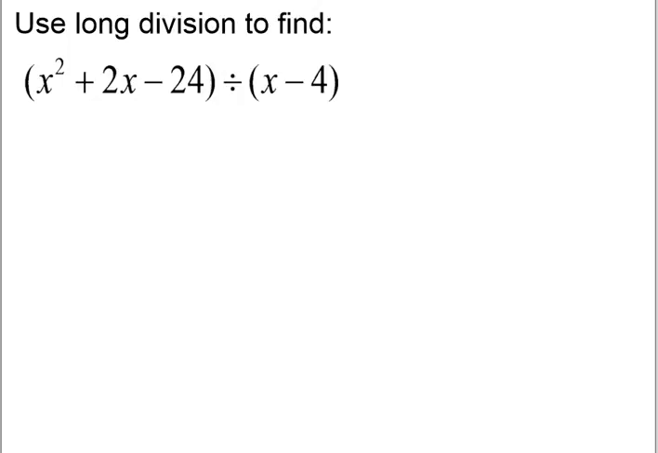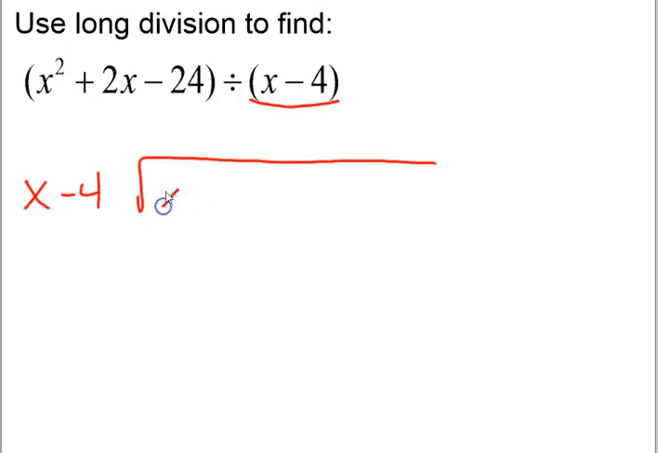All right, use long division to find x squared plus 2x minus 24 divided by x minus 4. So x minus 4 gets written outside my division bar. Underneath, I forget what that thing's called. I'll have to figure that out. I think it's called the vinculum. Sounds like a disease. We're going to have x squared plus 2x minus 24.